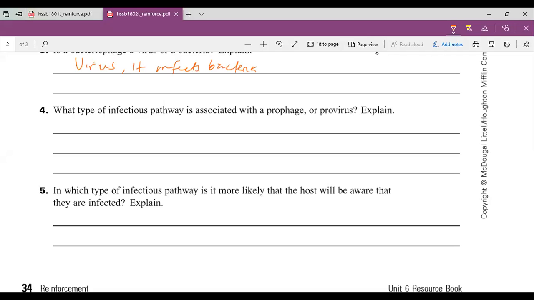What type of infectious pathway is associated with the prophage or provirus? Prophage. Prophage is the name of a phage, a bacteriophage. What do they mean by provirus? Before the virus becomes formed.